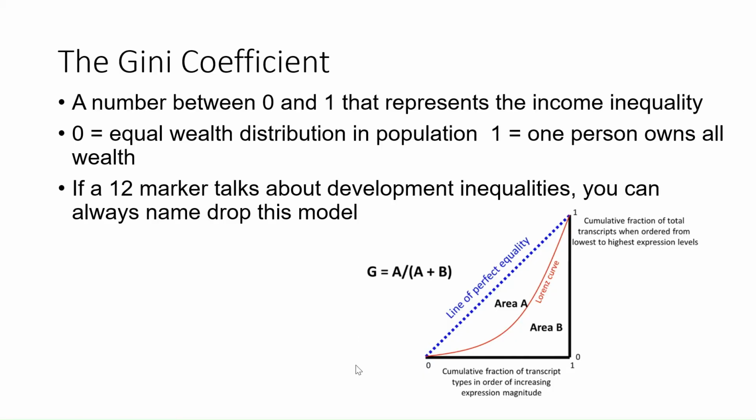And if a question, or a 12 marker, asks you about development inequalities, this is a good model to drop. You can just say that this suggests the Gini coefficient would be very high or very low, depending on what you want to argue.